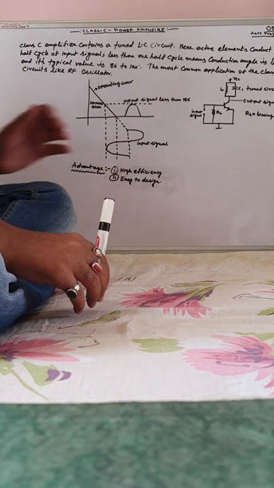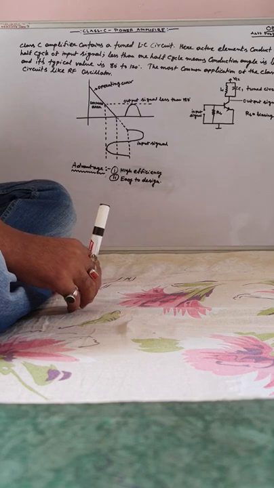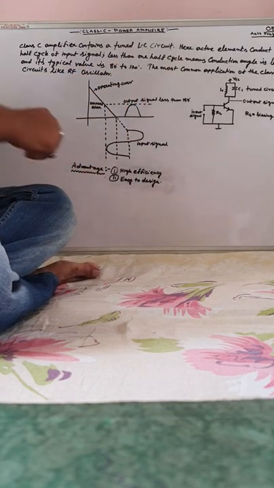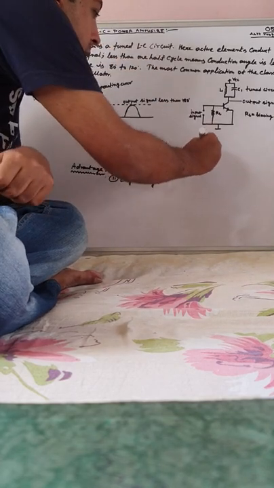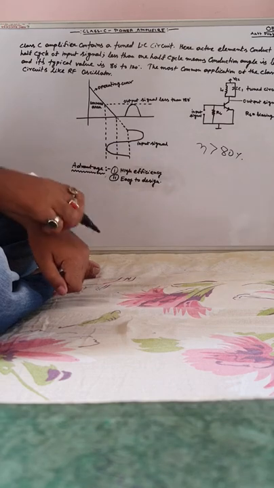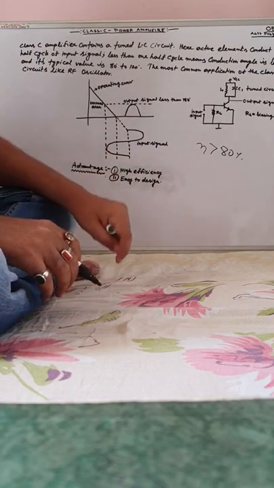Class C amplifier is a special type of amplifier whose basic advantage is high efficiency. Efficiency eta is greater than 80%, and it is easy to design.